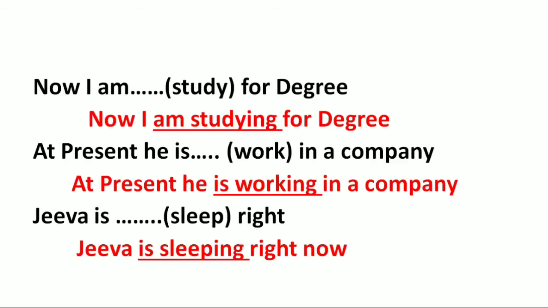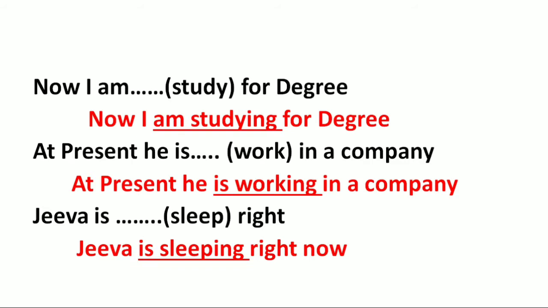We can see some examples and change them into present continuous tense. Now I am dash study for degree. How will it be changed into present continuous tense? Now I am studying for degree, because am only will take the ing form of the verb in present continuous, and I is the subject, so am will be the auxiliary in this sentence.